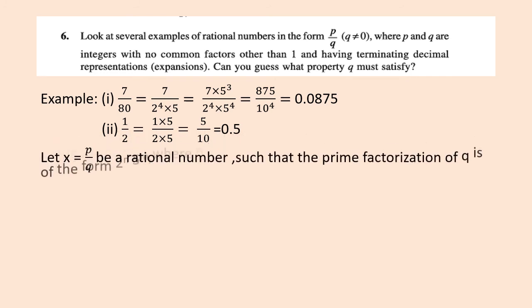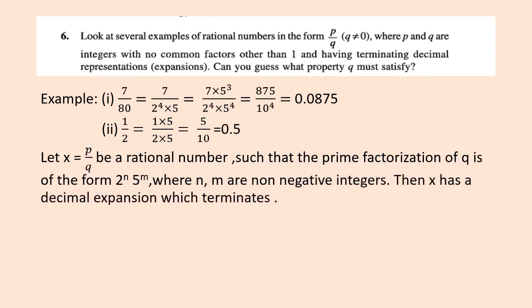So, let x equal p upon q be a rational number such that the prime factorization of q is of the form 2 raised to n, 5 raised to m, where n and m are non-negative integers. Then x has a decimal expansion which terminates. To make it more clear, for a rational number, the denominator q has to be expressed in the form 2 raised to n, 5 raised to m. Then only it will have a terminating decimal.